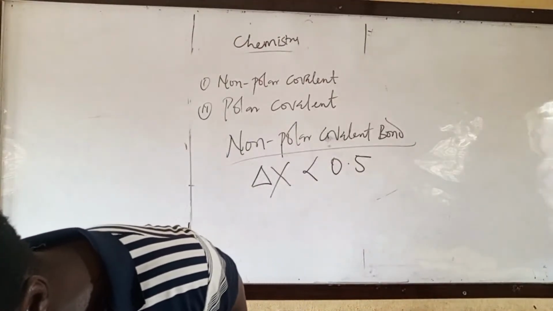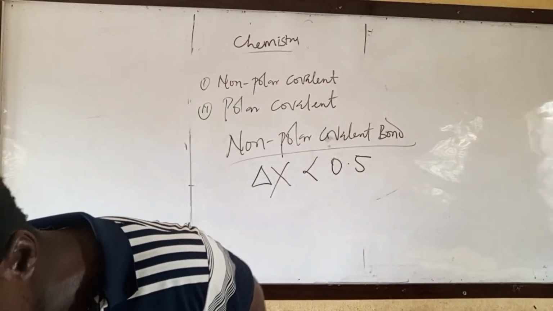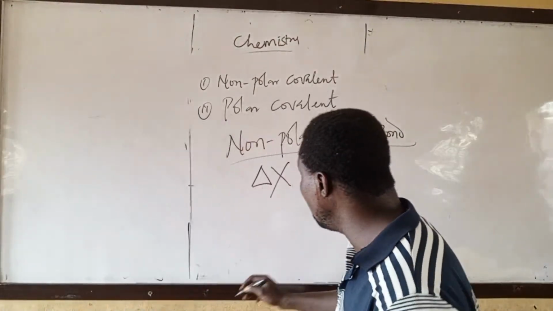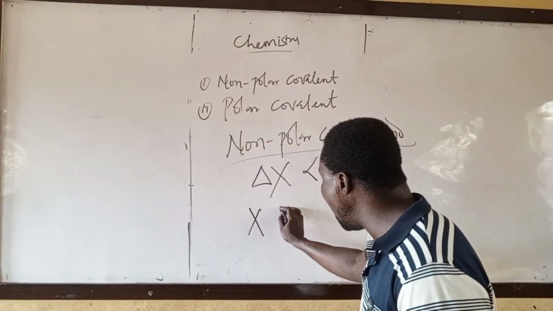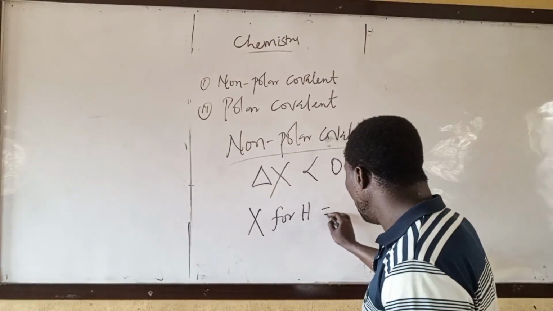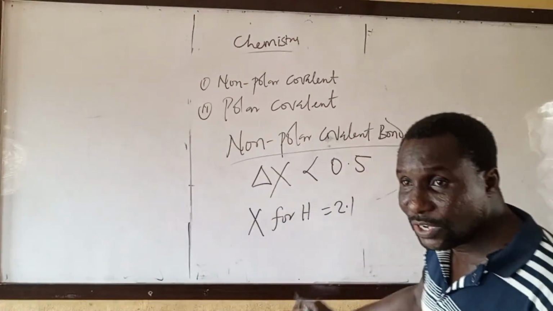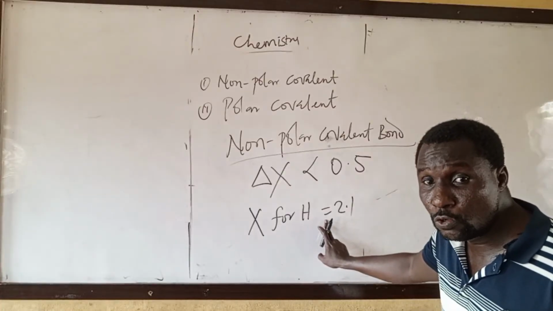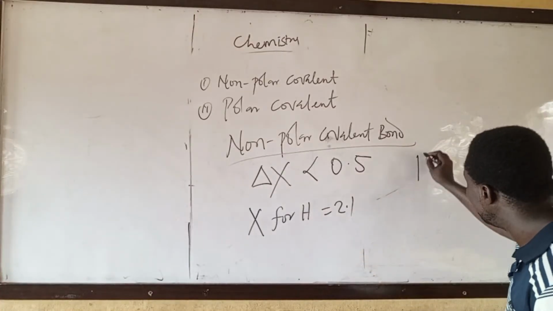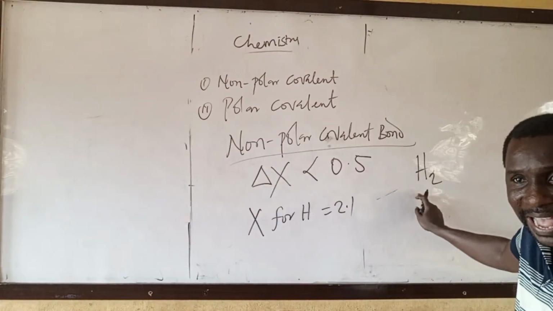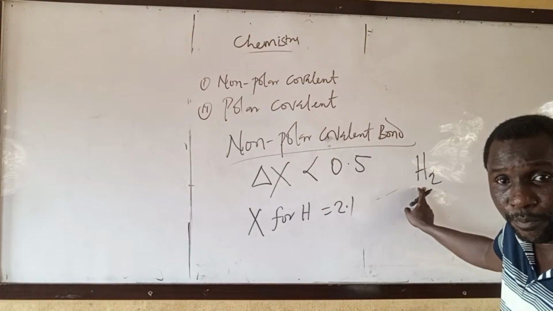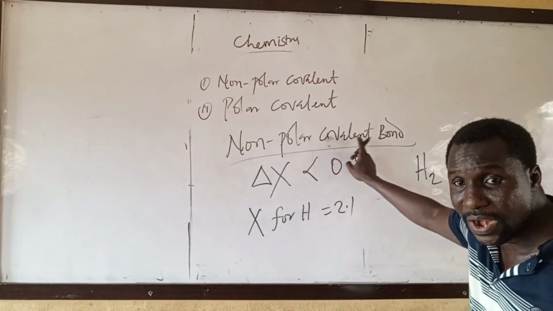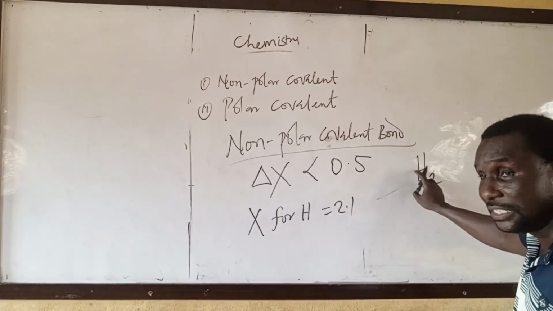Let's look at this, for example. Hydrogen. The electronegativity value for hydrogen is 2.1. You now have hydrogen gas, identical atoms. I told you in identical atoms, the bond you have is non-polar.